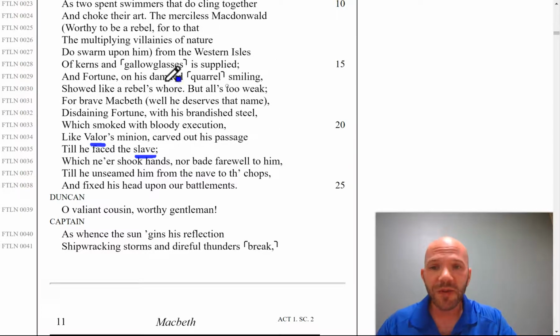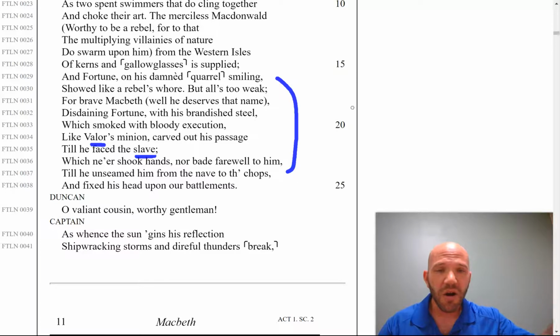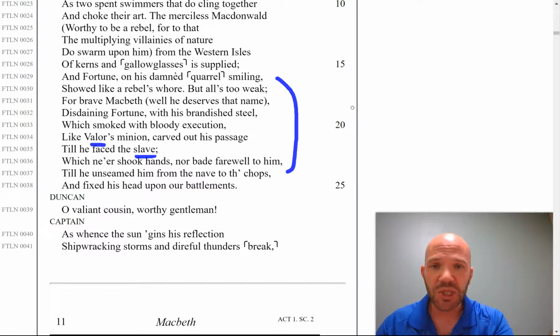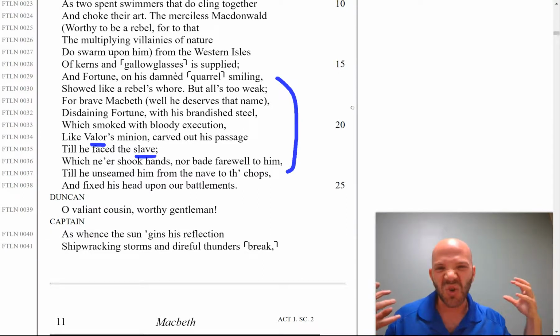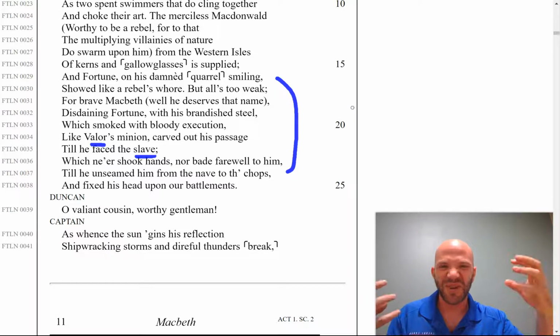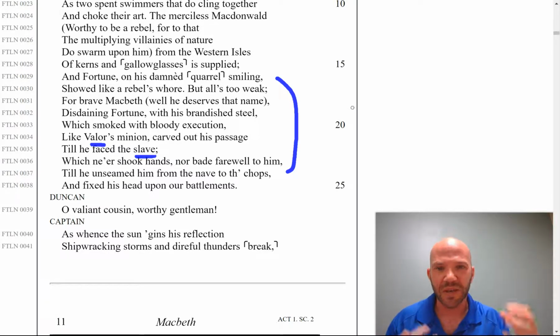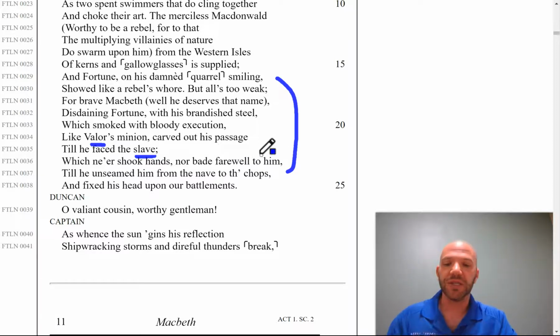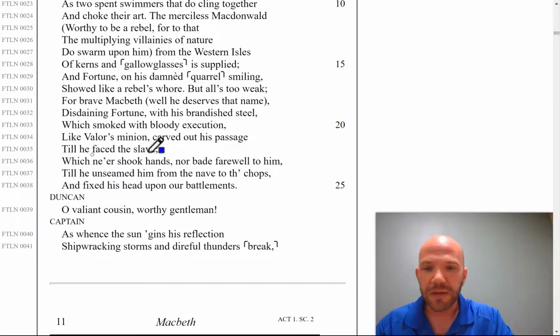All right. So here we have this description of Macbeth and how he made his way to the enemy, carving his way through the army with his brandished steel, which is smoking with bloody execution. This is just a violent, gory, brave description of this hero, this warrior hero. And so that tells us a lot about how we're supposed to see Macbeth at this time. Now, look at what he did when he reaches the villain, when he faced him.